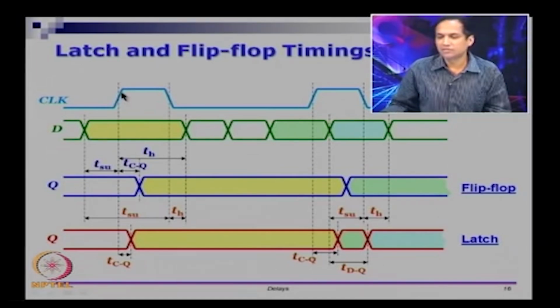from the opening edge of the flip flop till the change is seen in Q. So, the opening edge of the flip flop is also the rising edge, but Q changes only here. So, this is the propagation delay, which is also called the T C to Q delay or the clock to Q delay, right. So, clock to Q is the propagation delay.